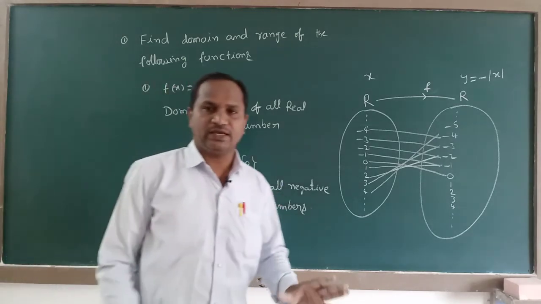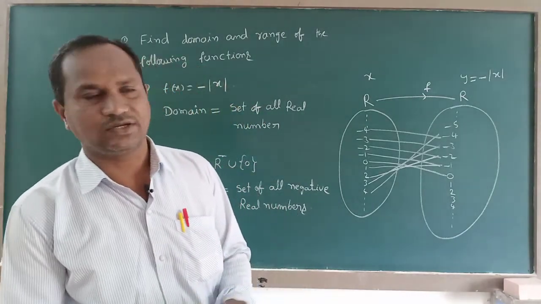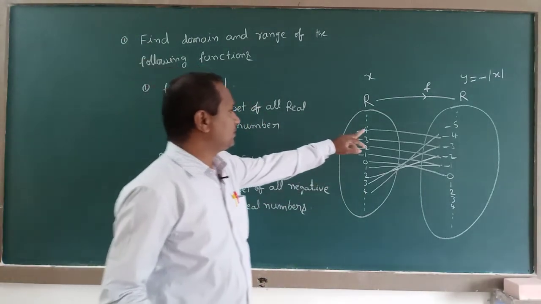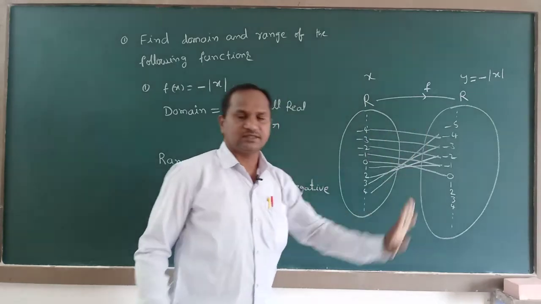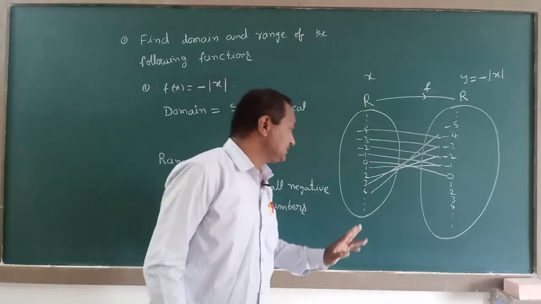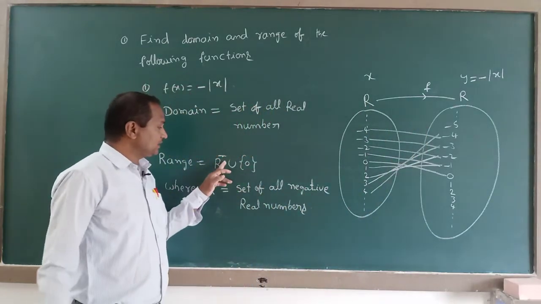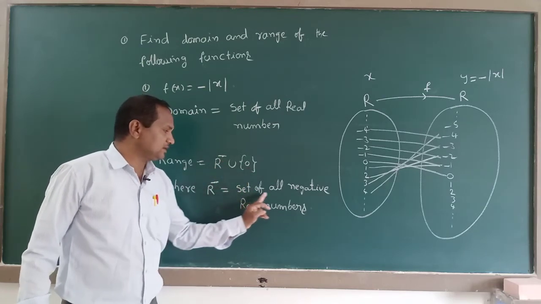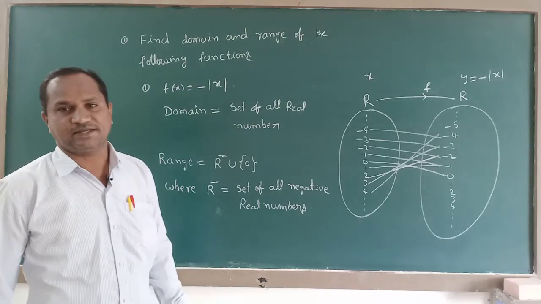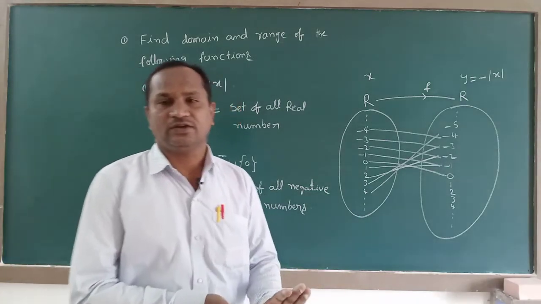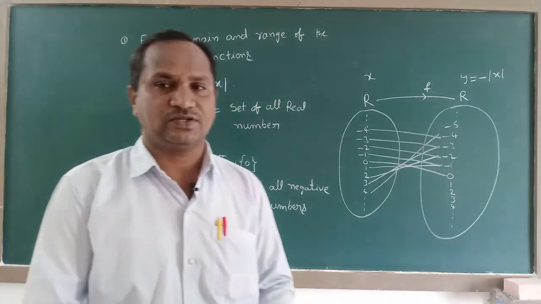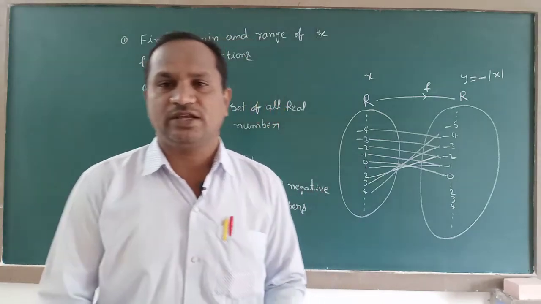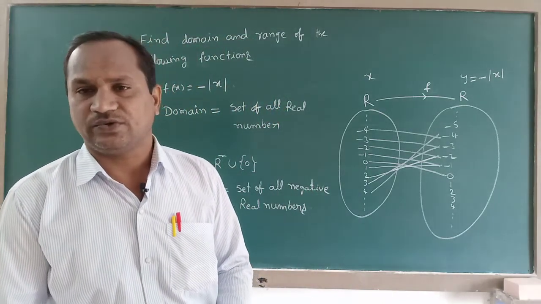Like that we are getting a domain and range. Domain is the set of all real numbers. Codomain is the set of all real numbers. But range is the set of all negative real numbers and 0, where R minus represents the set of all negative real numbers. Like that we are giving domain and range for the first question. Now let us discuss the second question.